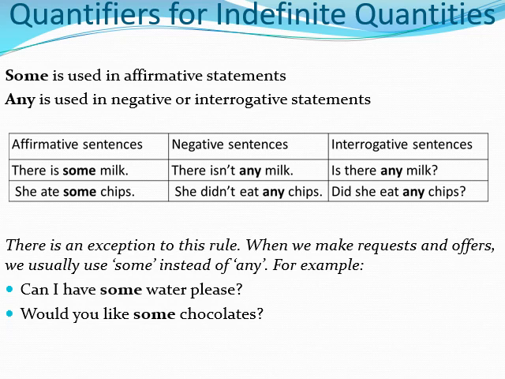There is some milk. She ate some chips. Examples of negative sentences. There isn't any milk. She didn't eat any chips. And here are some interrogative question sentences. Is there any milk? Did she eat any chips?